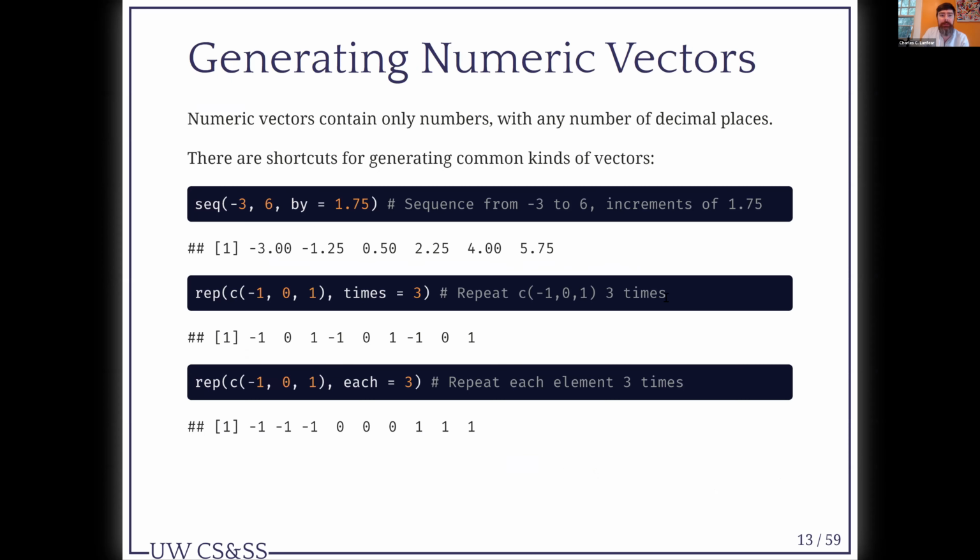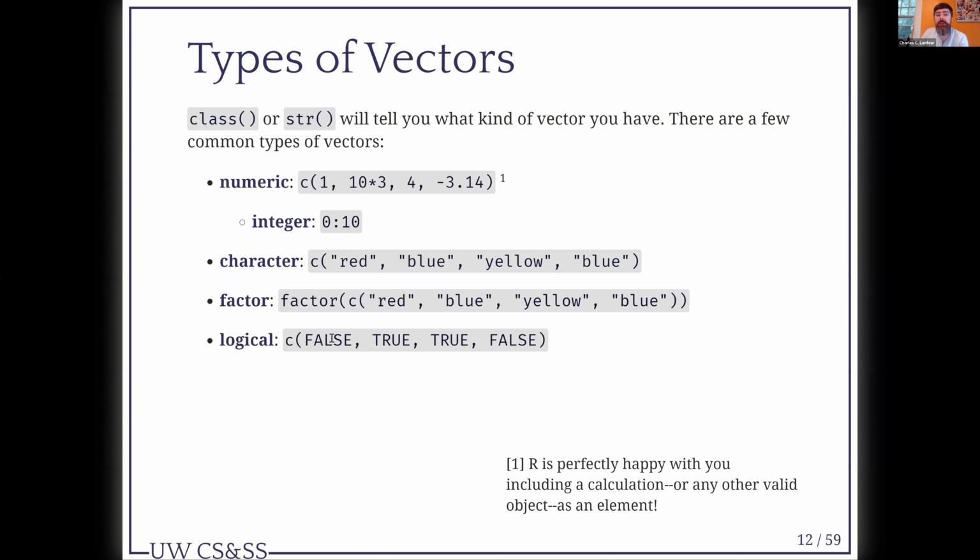Last common data type I think I have in here is logicals. Logicals are just binaries that take either a false or a true. They are the simplest data type in R, and they're generally produced by logical expressions.